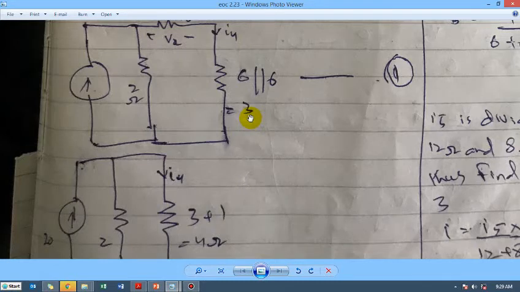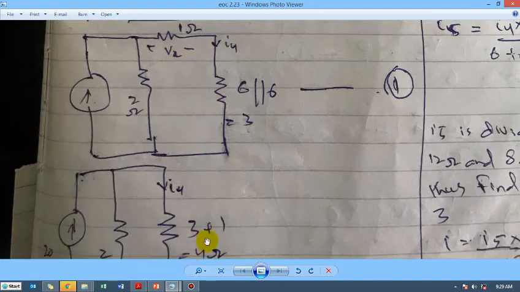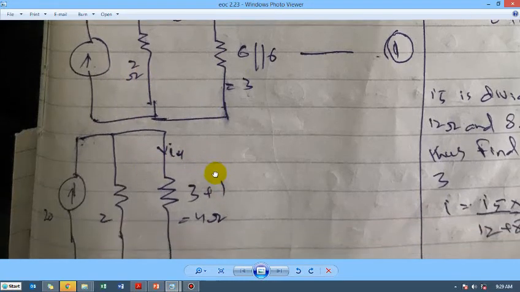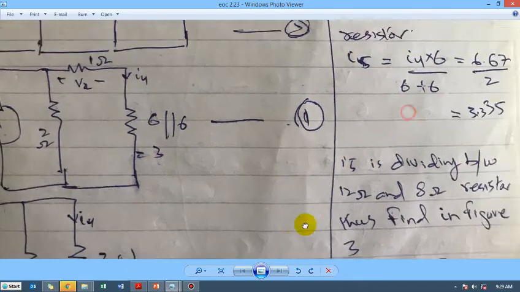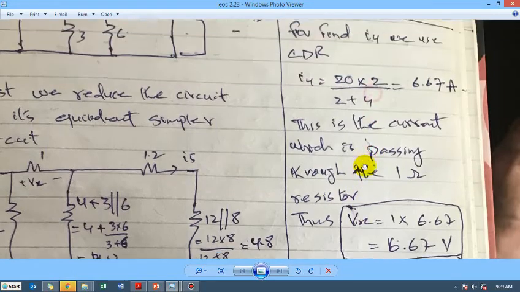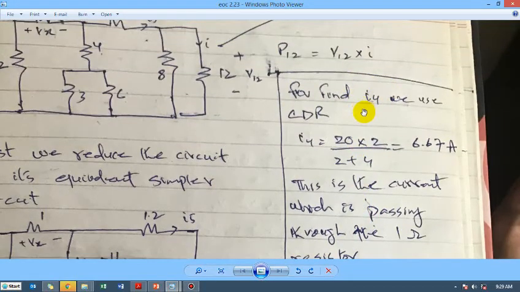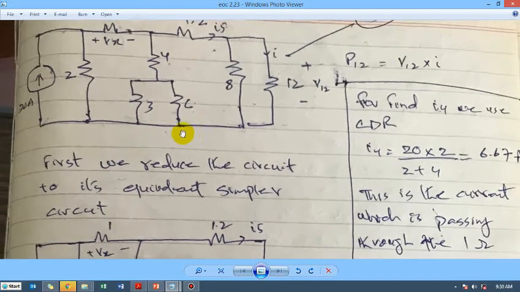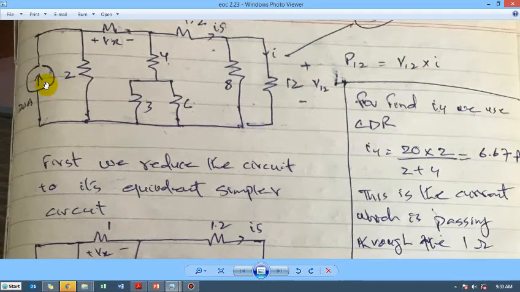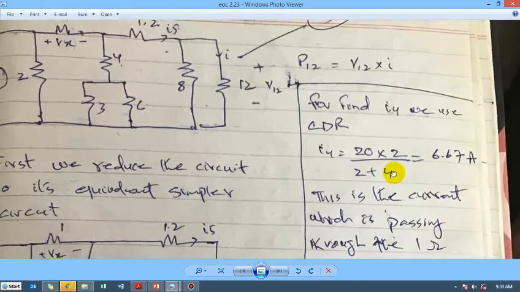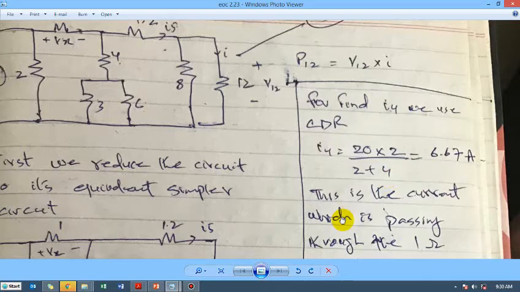So this is 3 ohms resistance and this is 1 ohm resistance, so that becomes 4 ohms resistance here and 2 ohms resistance here. So you can easily find out I4 by CDR, and that's what I have done, exactly the same. I have found out the I4. For finding I4 we use CDR, and applying the CDR here, the 20 is the amount of the current in the current source, multiplied by the value of the resistance 2 divided by the addition of these two. So this comes out to 6.67, and this is the current I4.